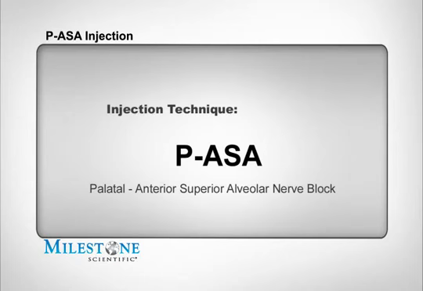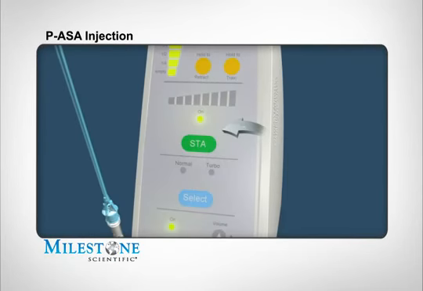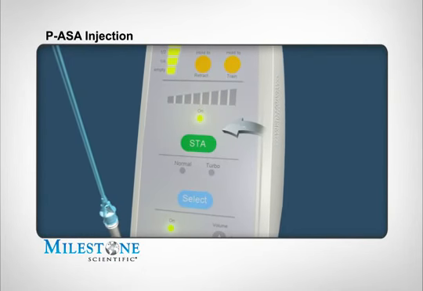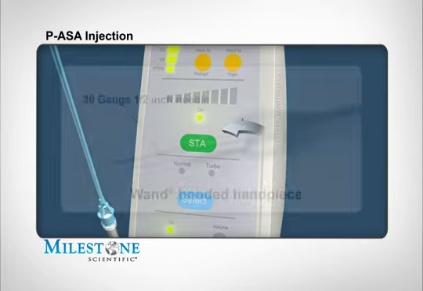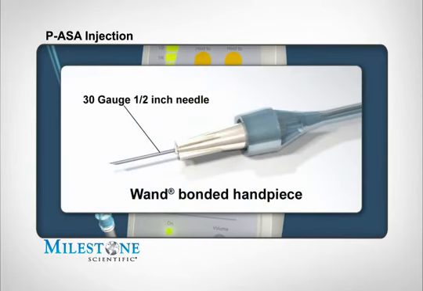Injection technique: PASA, or palatal approach anterior superior alveolar nerve block. Before you begin, verify the STA system instrument is set to the STA mode. It's recommended that you use the 30-gauge half-inch bonded STA wand handpiece for this injection.